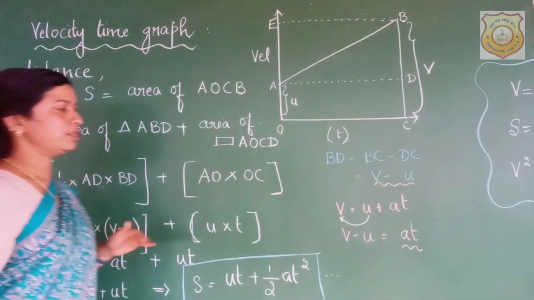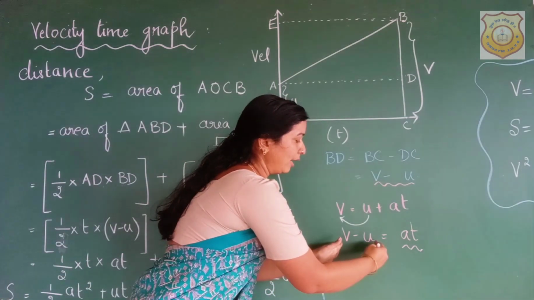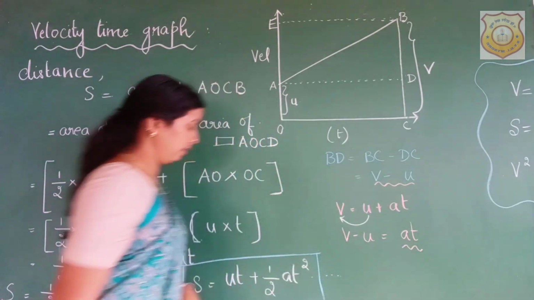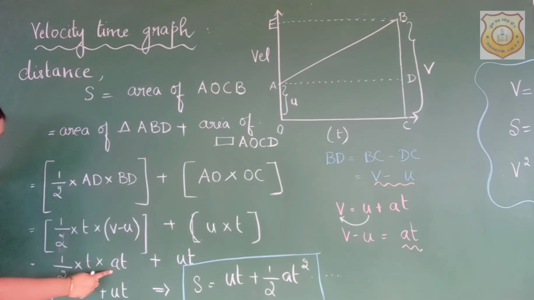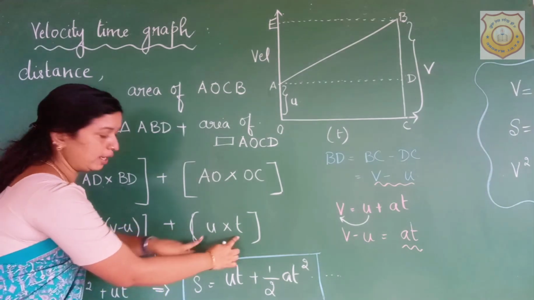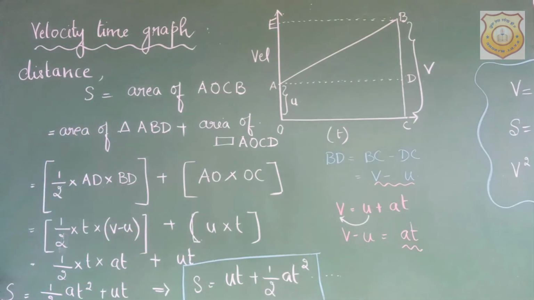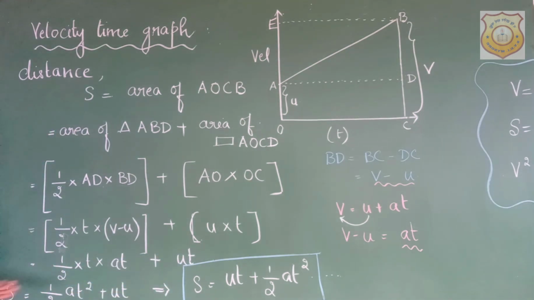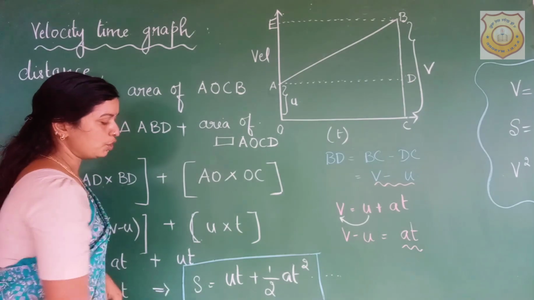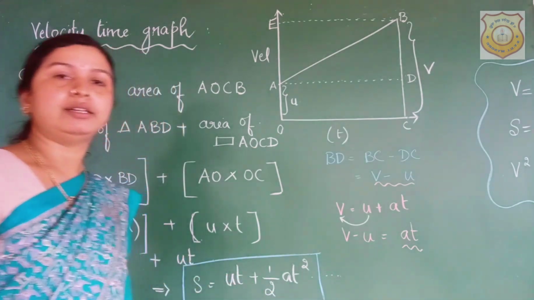So here in this equation, I am going to substitute the value of V minus U by AT. So half into T into AT, plus U into T as UT itself. Now T into T is T square. So I have written it as half AT square plus UT. So finally I am getting the equation as S equal to UT plus half AT square.